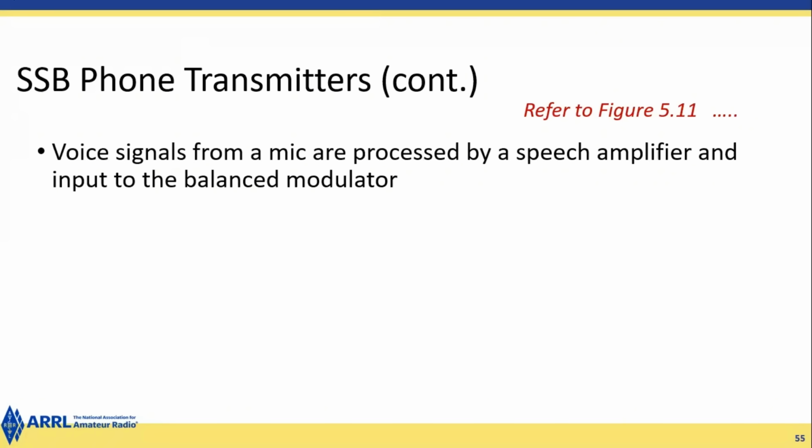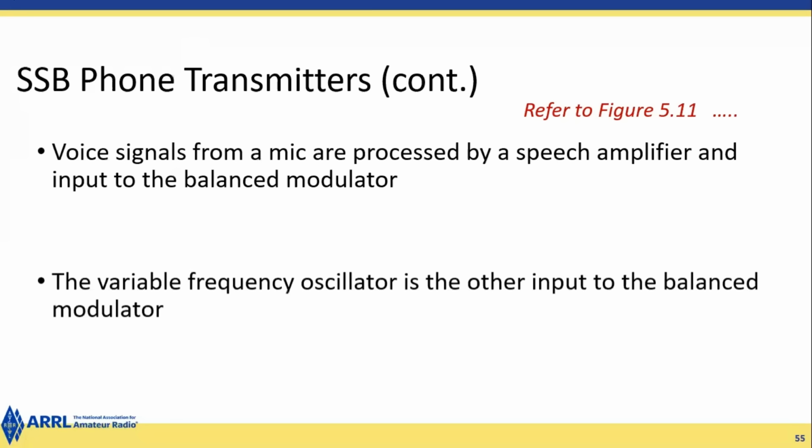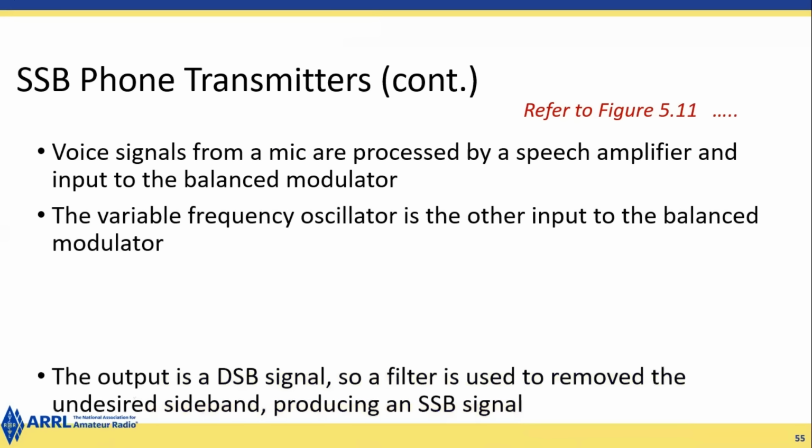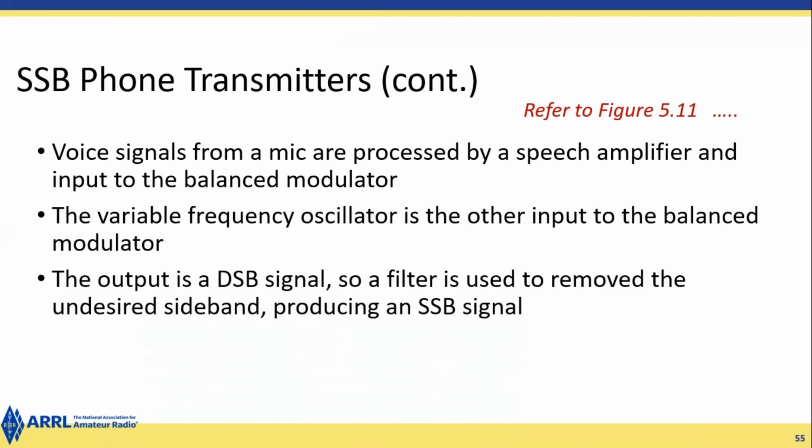Voice signals from a mic are processed by the speech amplifier and input to the balanced modulator. This is a single sideband phone transmitter. The variable frequency oscillator is the other input to the balanced modulator. The output is a double sideband signal. So the filter is used to remove the undesired sideband, producing a single sideband signal.